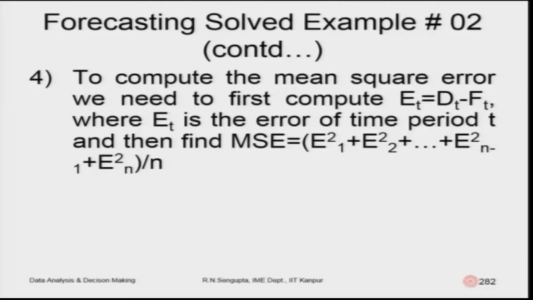Errors, I am considering not epsilon but E suffix t. That would be the difference between Dt and Ft, the actual value and the forecasted value, where Et is the error of time period t. Then we need to find the mean square error, which will be E1 square plus E2 square, and so on till En square for n time periods, sum them up and divide by the number of time periods, which is n. So, we need to basically find out these calculations.